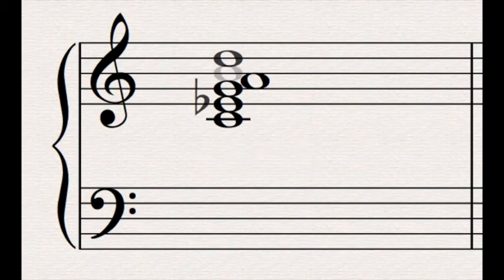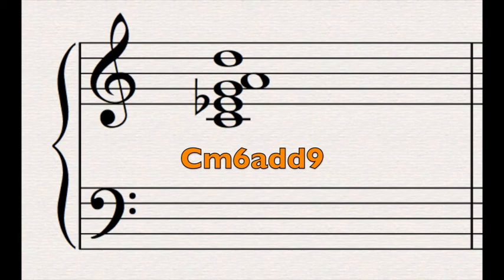Remember that C minor 6 add 9 works similarly to a C minor 6 and a C minor 9, in that the 3rd becomes minor, but the 6th and the 9th remain major, as we always assume them to be major unless they have a flat before them.